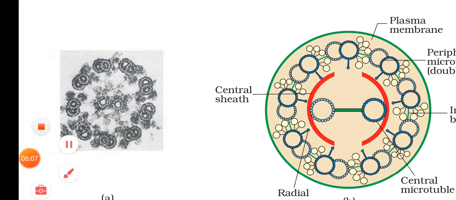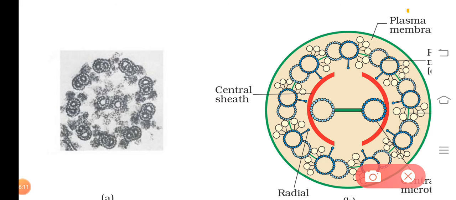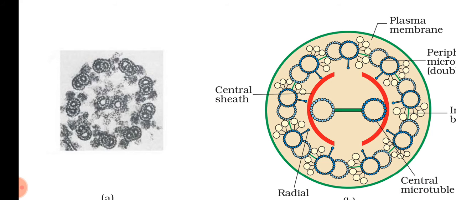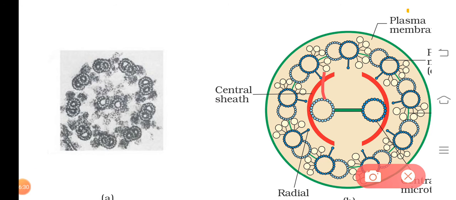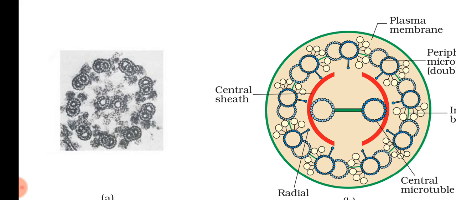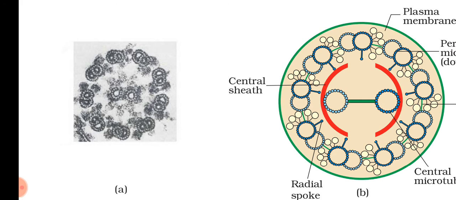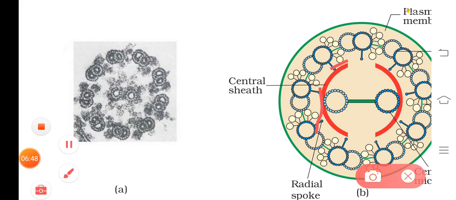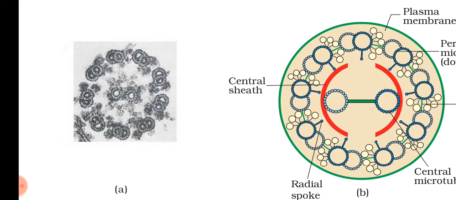Then, from each doublet, one of the microtubules is connected to the central sheath by certain linkers. Sorry, they are not linkers, they are the radial spokes. This one is the radial spoke. What is a radial spoke? It is the structure with which the microtubule of each peripheral doublet is connected to the central sheath, and the adjacent doublets are also connected to each other by linkers. So this is the structure of a cilium or flagellum.